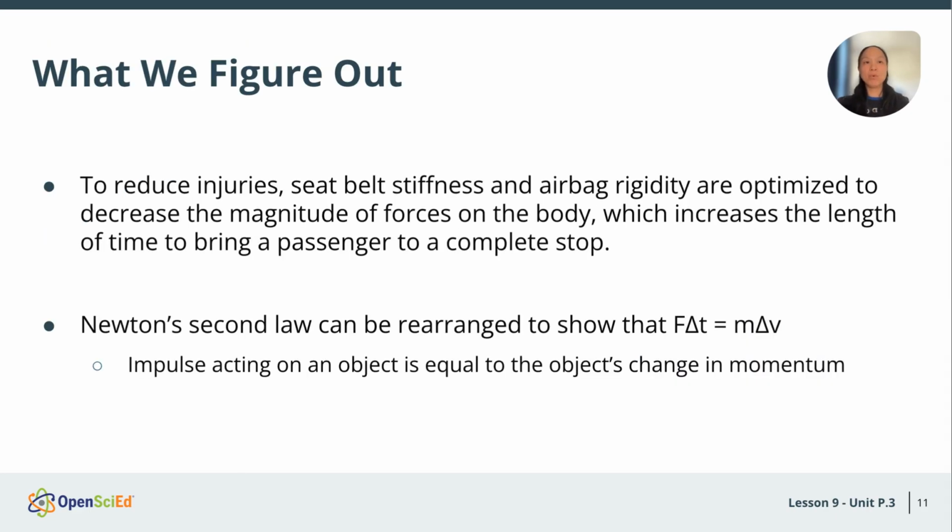So in this lesson, we determined that seatbelt stiffness and airbag rigidity are optimized to decrease the magnitude of forces acting on the vehicle occupant in order to reduce injuries and increase the likelihood of survival. When there's less force acting on the vehicle occupant, they will take a longer time to come to a complete stop. We also rearranged Newton's second law from lesson 6 and showed that the impulse acting on an object, which is net force times delta t, is equal to the object's change in momentum, which is m times delta v.